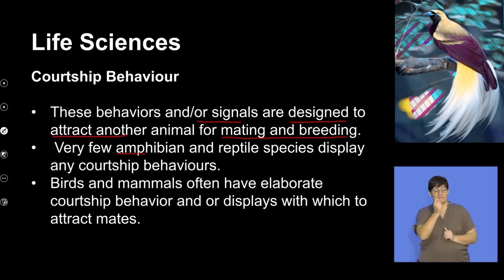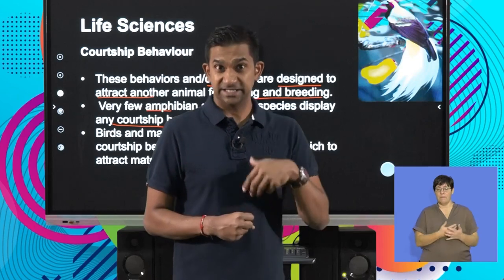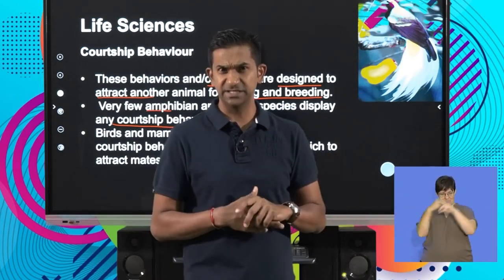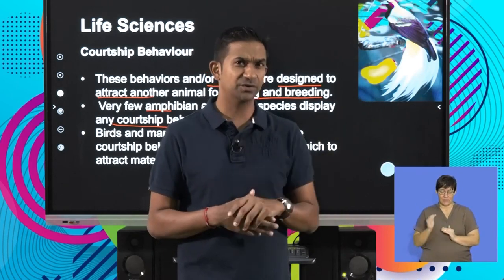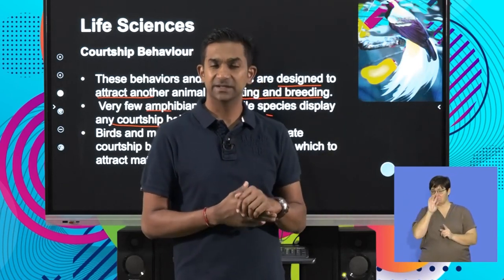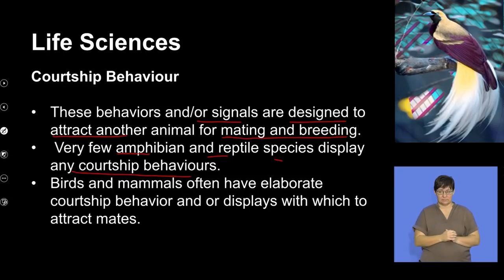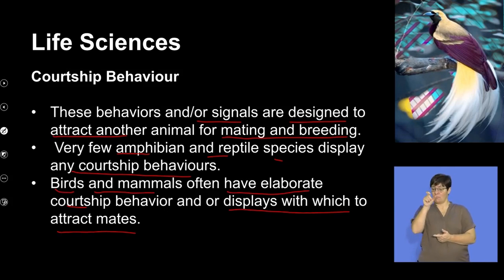Very few amphibian and reptile species display any courtship behaviors, and we see that courtship becomes significantly more extensive and elaborate as we see complexity of species developing. So in your higher order vertebrates, we find that courtship is a significant part of reproduction. Birds and mammals often have elaborate courtship behaviors, and their displays often attract the most favorable mates.